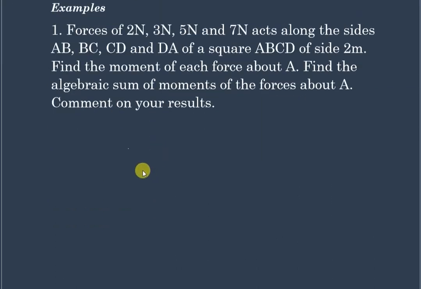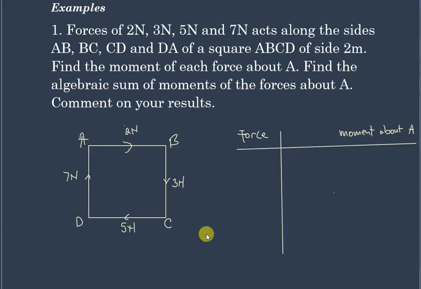We have an example. Forces of 2 Newtons, 3 Newtons, 5 Newtons, and 7 Newtons act along the sides AB, BC, CD, and DA of a square ABCD of side 2 meters. Find the moment of each force about A. Find the algebraic sum of the moments of the forces about A. Then comment on your result. This one is a sketch of the way the forces are acting.